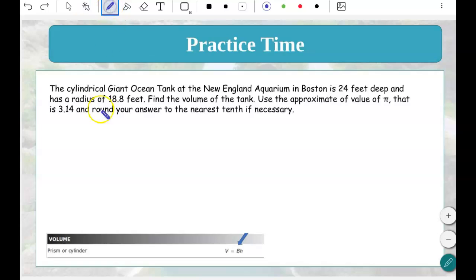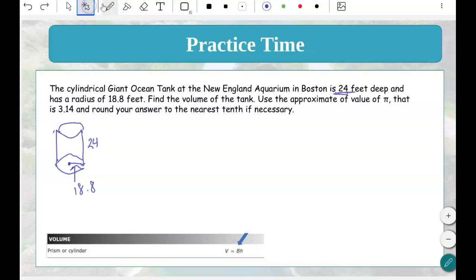So it's always good to start with the diagram. I know I'm not an artist here, but I'm going to try to draw a cylinder. Okay, here's my tank. And it says that it's 24 feet deep, so that is actually the height. And it has a radius, so we can put a circle around there. I don't have enough room to write there, so 18.8. So then you have a visual.